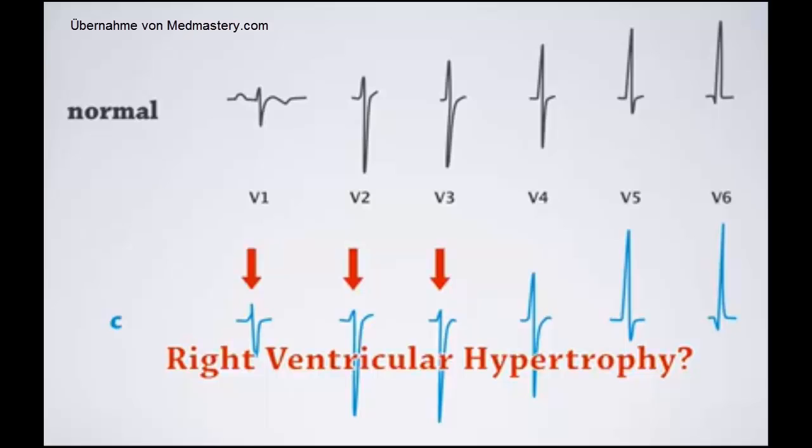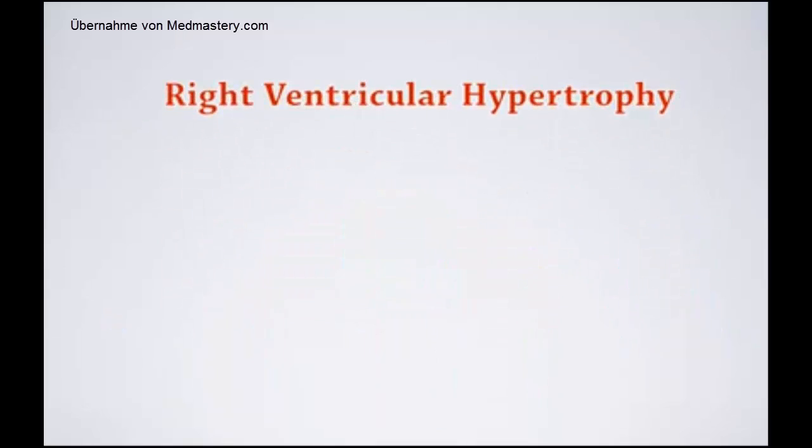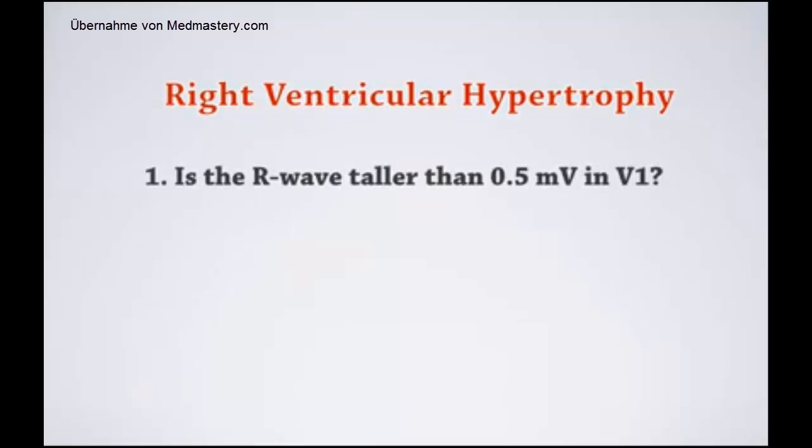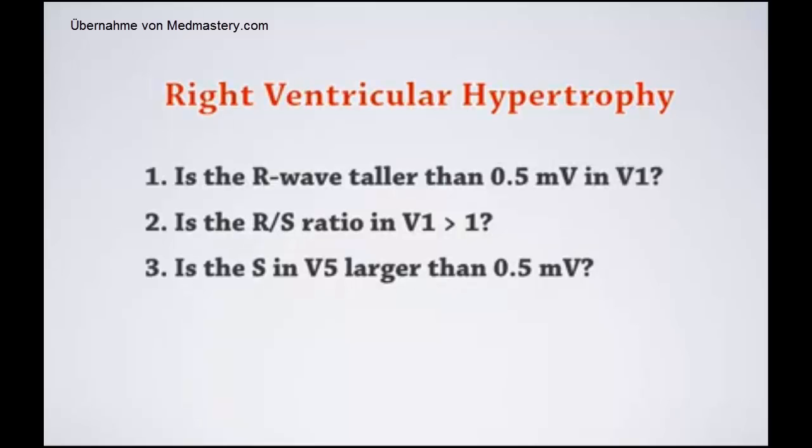So whenever you have a case like this one, you should always think back to our RSS criteria. So remember, the RSS criteria for right ventricular hypertrophy are this. You always have to ask yourself, number 1, is the R wave taller than 0.5 millivolt in V1? Number 2, is the R-to-S ratio in V1 above 1? And number 3, is the S in V5 larger than 0.5 millivolt? If that is the case, then you should strongly consider the presence of right ventricular hypertrophy.